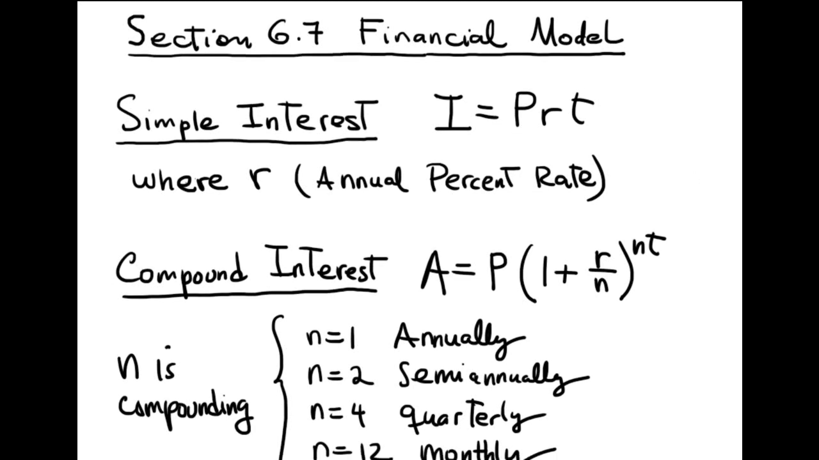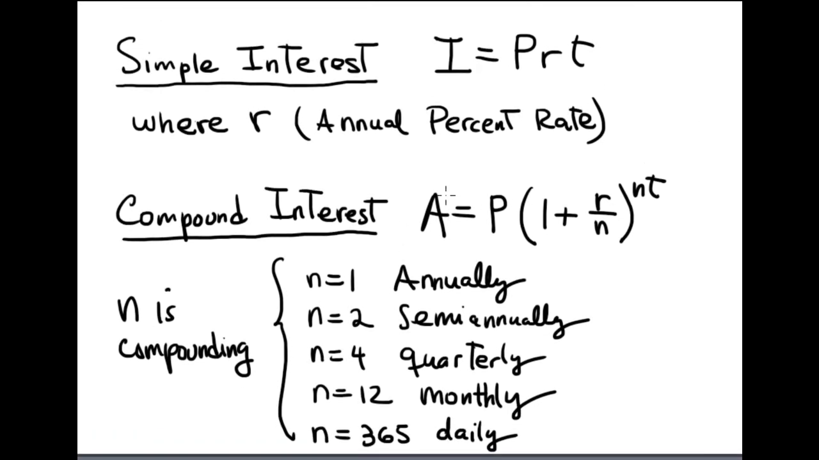The compound interest is future value A, capital A, is equal to P, the present value, times 1 plus R over N, raised to the NT. N is the compounding. Compounding is the amount of payment periods that we have in 1 year. So we have different possibilities. Suppose N equal 1 annually, N equal 2 semi-annually, 4 quarterly, 12 monthly, and 365 daily. T is again the time in years.